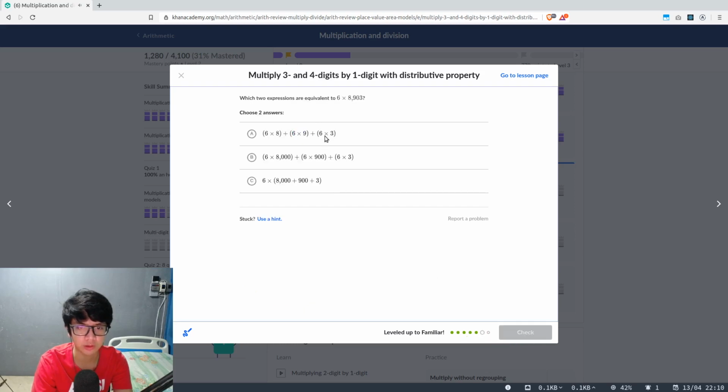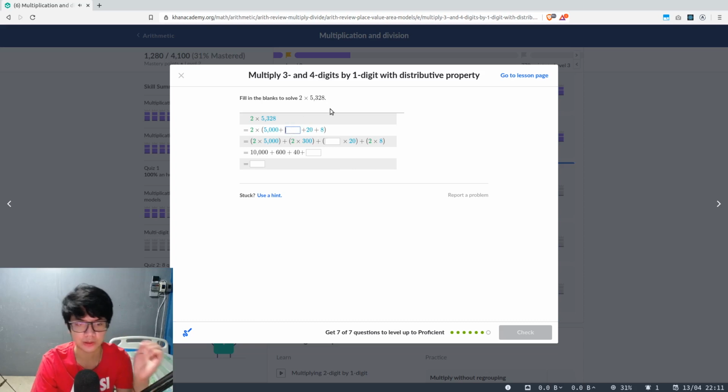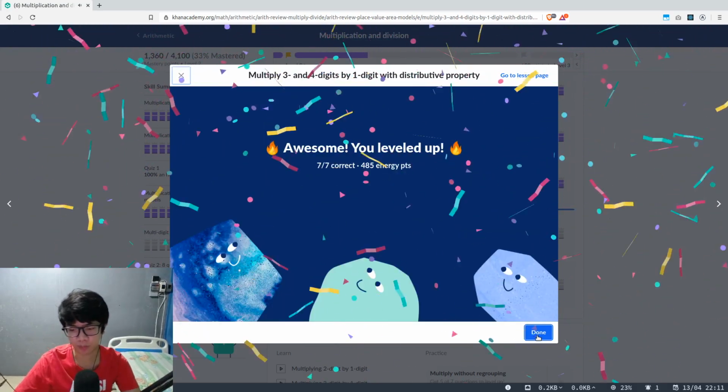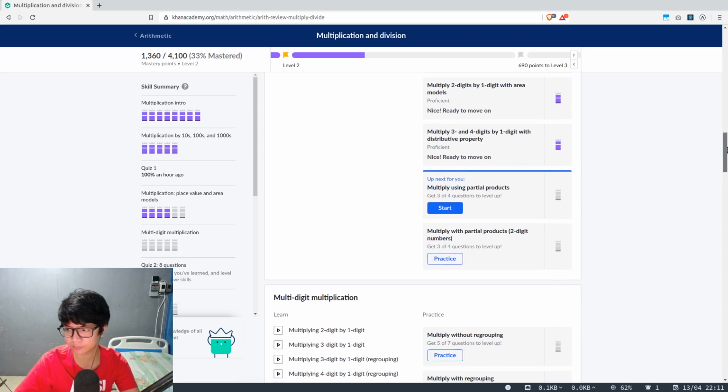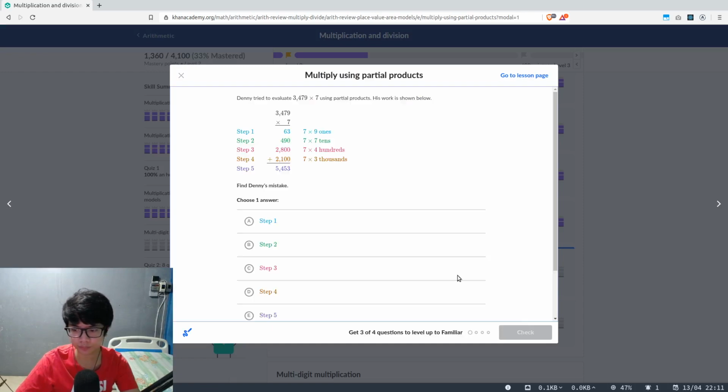Which two expressions are equivalent to 6 times? Okay, definitely this two, because this one's definitely incorrect. Yep. Okay, last one. Please don't fail me. It's gonna be 300. Let's be 2 times 20. 16. So we have 10,656. Let's go. Distributive property, huh? Okay, I'm feeling awake now.